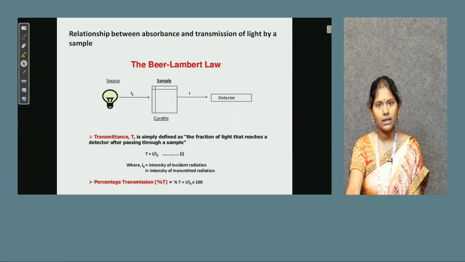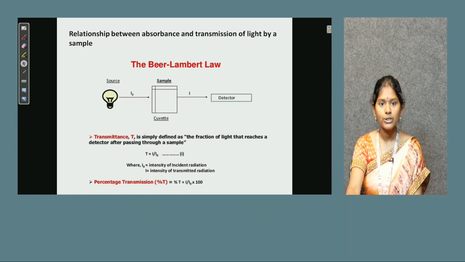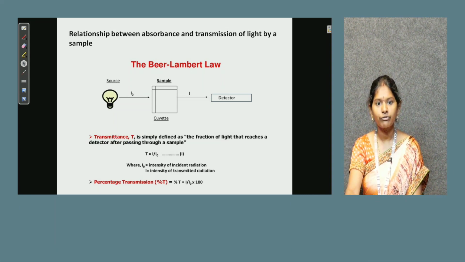The relation between absorbance and transmission of light can be determined by T, the transmittance, which is equal to I by I naught. That is, transmittance is equal to the intensity of transmitted radiation divided by the intensity of the original incident radiation, I naught. So the amount of light transmitted by the molecules is equal to the ratio of the intensity of transmitted radiation to the intensity of incident radiation.